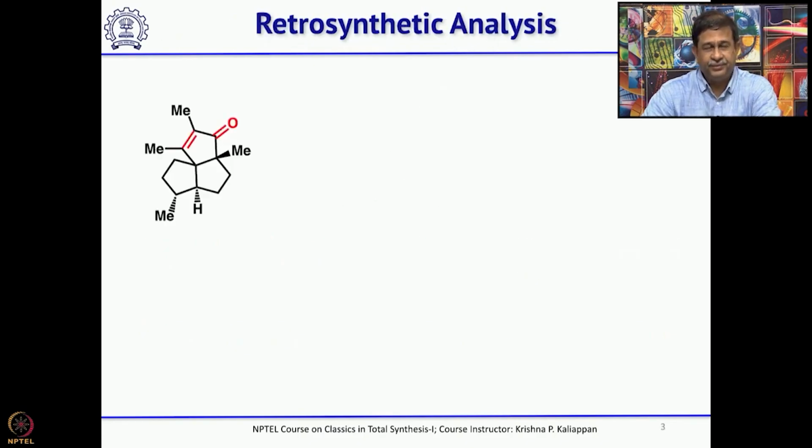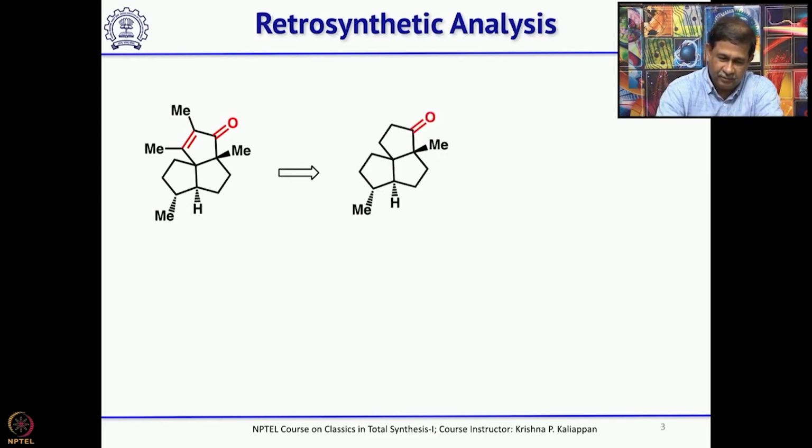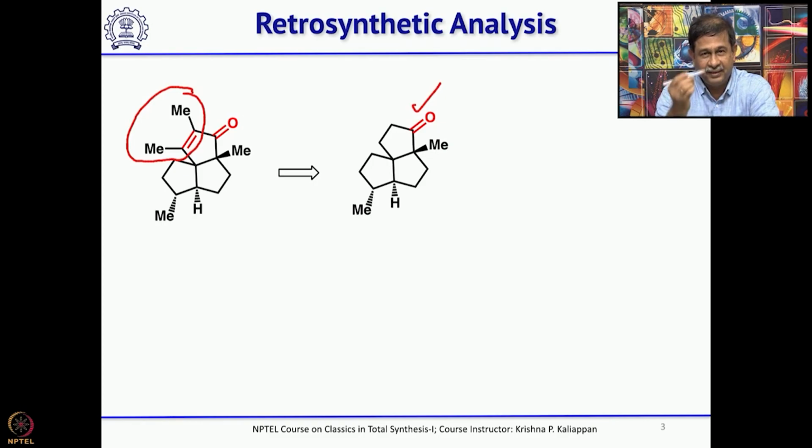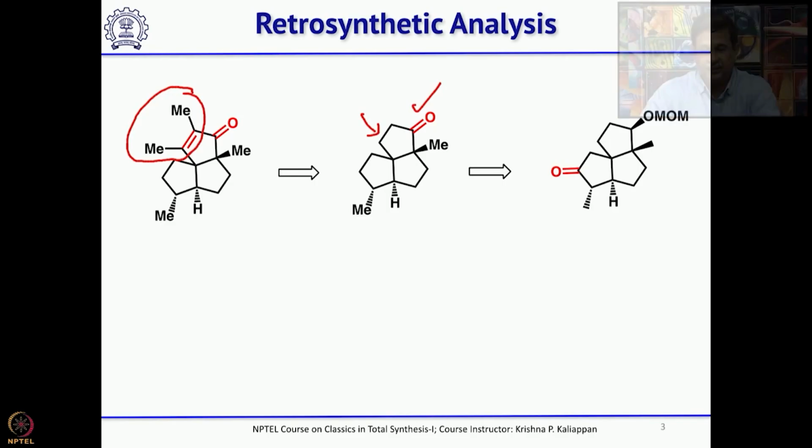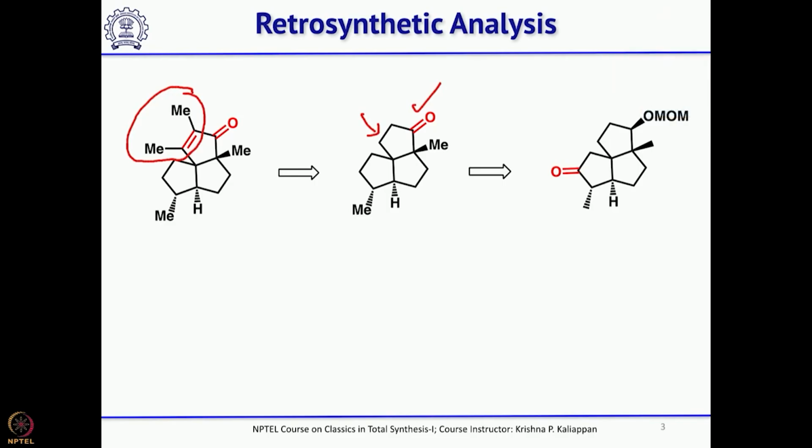From the retrosynthetic point of view, this natural product can be obtained from this particular compound. You can see what one has to do is that 2 methyl groups as well as the double bond should be introduced. That can be done by first introducing a double bond here, then you add a methyl group followed by quench with methyl iodide, then introduce a double bond. So, one can do it in 3 to 4 steps, and this ketone can be obtained from another ketone.